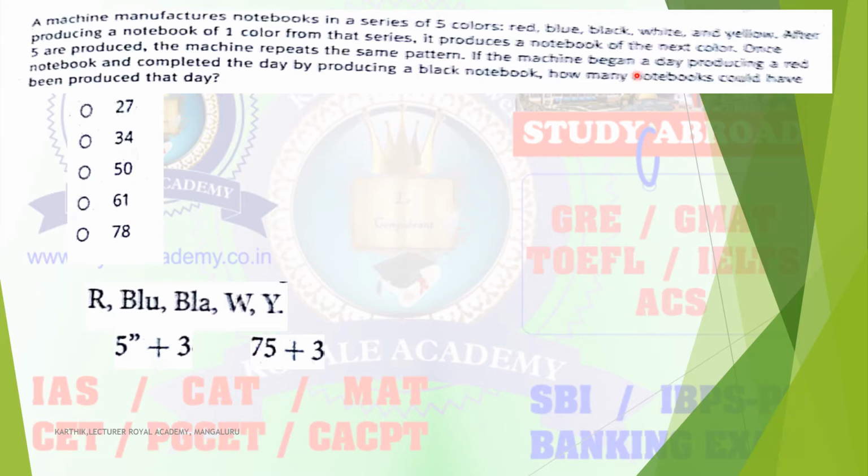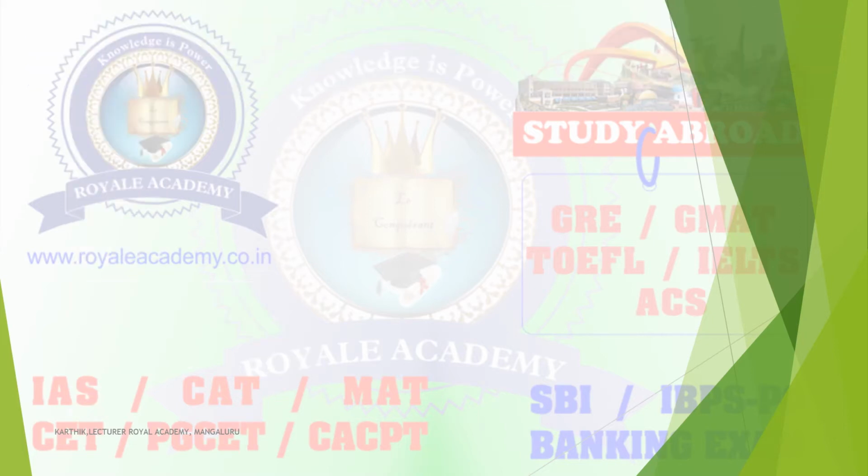Why? Because the day starts with the red color and ends with the black color. So how many notebooks could have been produced that day? Option E is correct, that is 78, because the remainder is 3, and that means the day ends with the black color. I hope all of you understood this type of problem. We'll see the next type of problem.